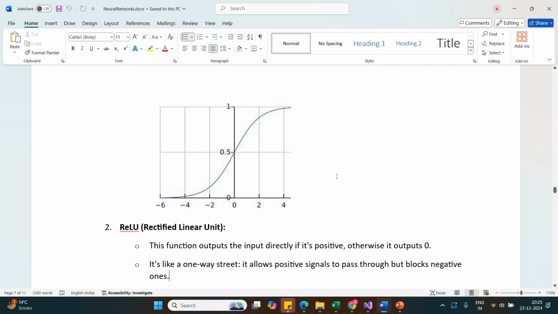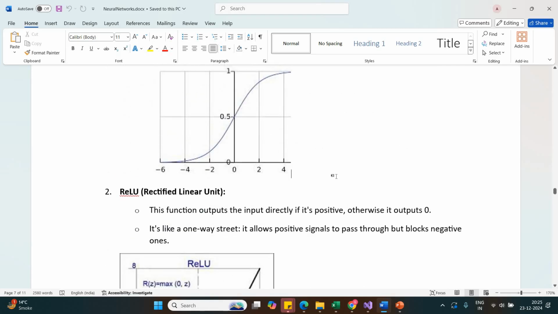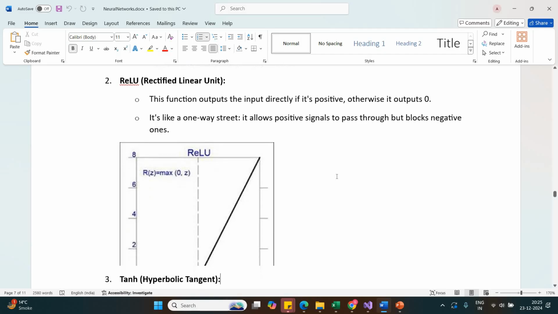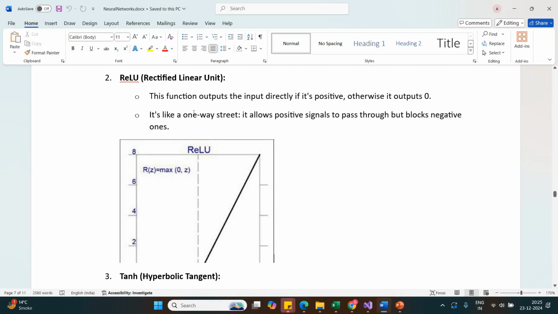Okay, so the next one is the rectified linear unit. This function outputs the input directly if it is positive, otherwise it outputs 0. So it's like a one-way street. It allows positive signals to pass through but blocks negative ones. If there is a situation where you have to allow certain things to be the deciding factor, but you don't need to allow the other things as a deciding factor, then in that case you will be using this one.